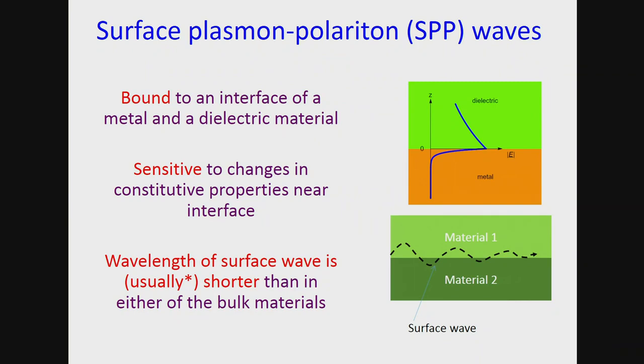And because it's very localized to the interface, this is very sensitive to small changes in the material properties near the interface. For example, if something changes here or something changes here, it affects the characteristics of these waves a lot. Because of this, it's used in optical sensors, and because of its shorter wavelength, it's used in imaging at nanoscale. This is a wave which has been known for more than 60 years.